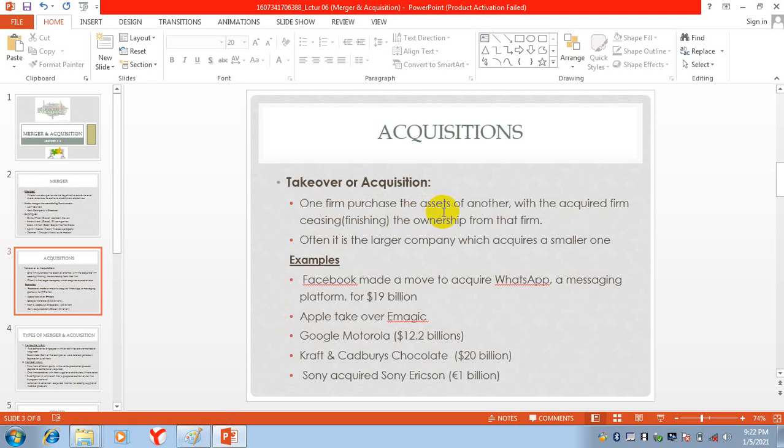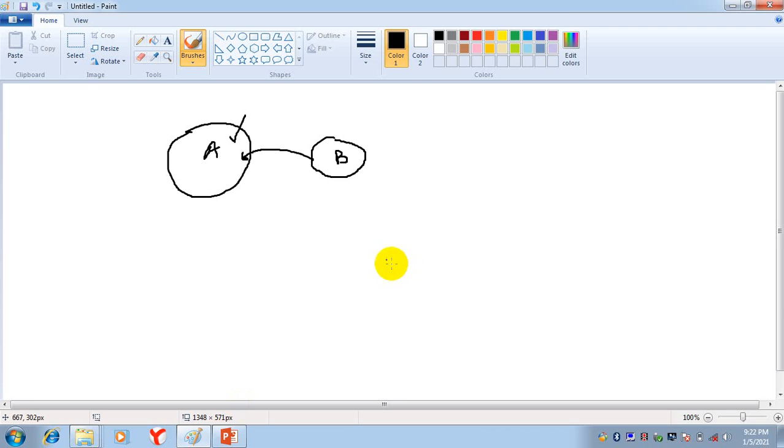One firm purchases the assets of another, with the acquired firm ceasing, finishing the ownership from that firm. Now in this type, this acquired firm, firm B, its existence will be ceased, finished. Company B will be finished.